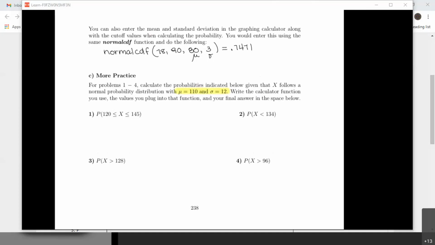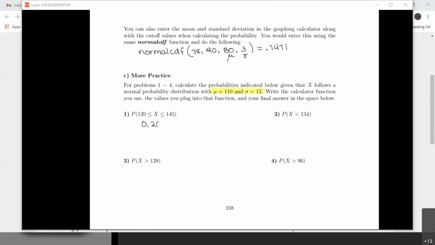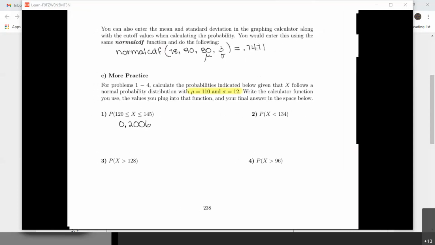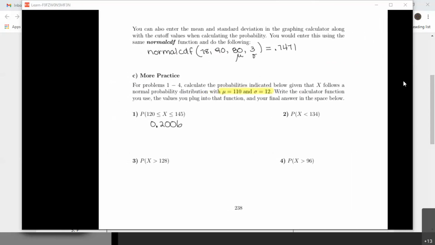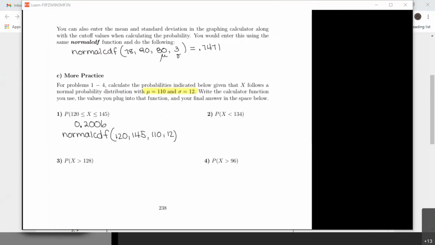What probability did you get for a score between 120 and 145? Yeah, okay. 0.2006. That's great. Okay. And again, you can use this if you're using the normal calculator. Okay. How about part 2?